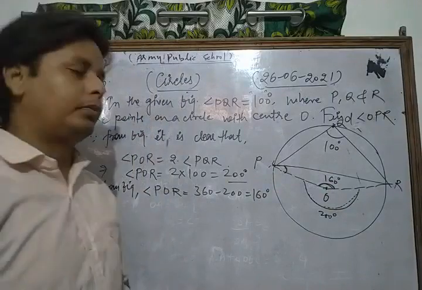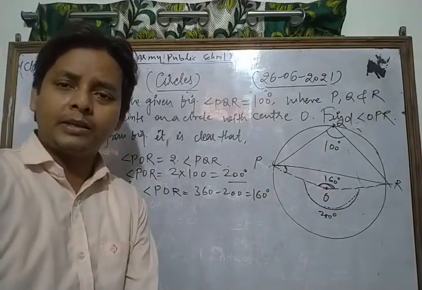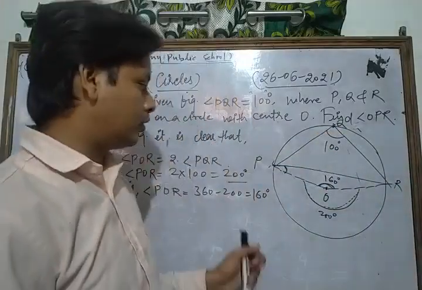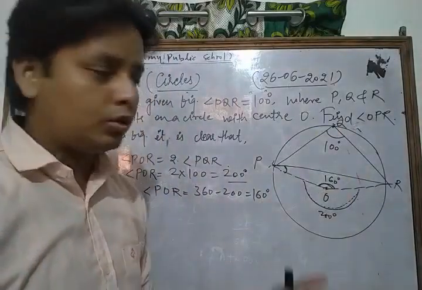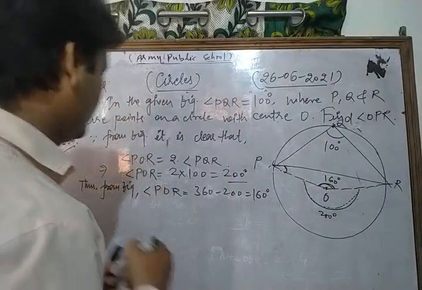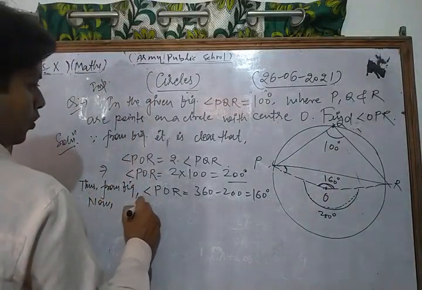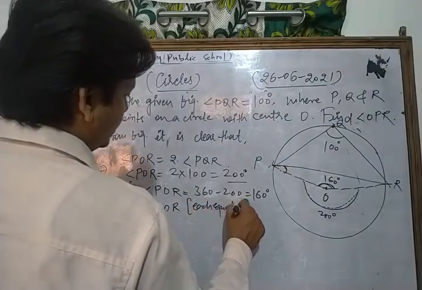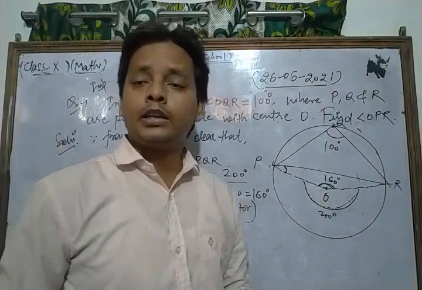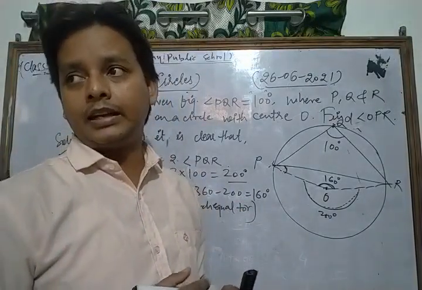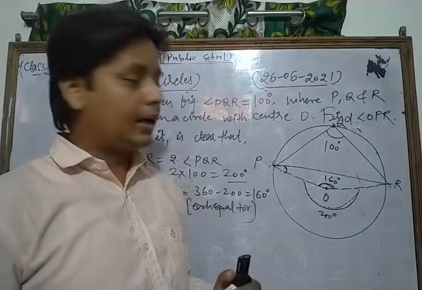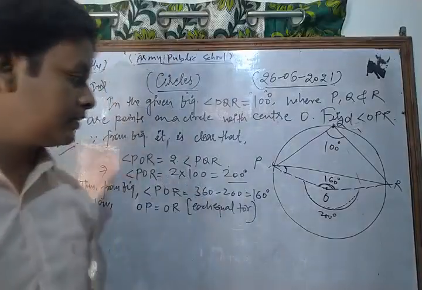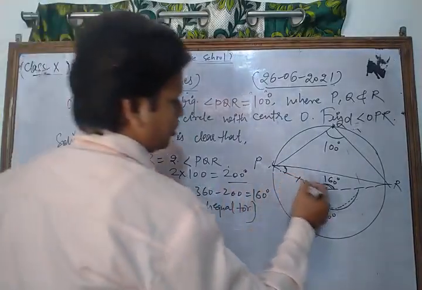Okay. So by the concept of complete angle, you know that the sum of all angles around a point is what? 360 degree. So according to that concept, we find angle POR is equal to 160 degree. Now OP is equal to OR because each is equal to the radius, each equal to R, and thus we know that the angles opposite to equal sides are also equal.